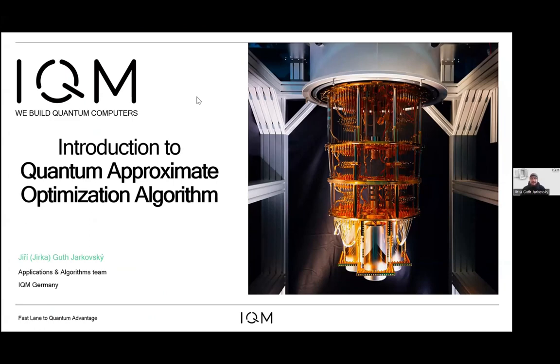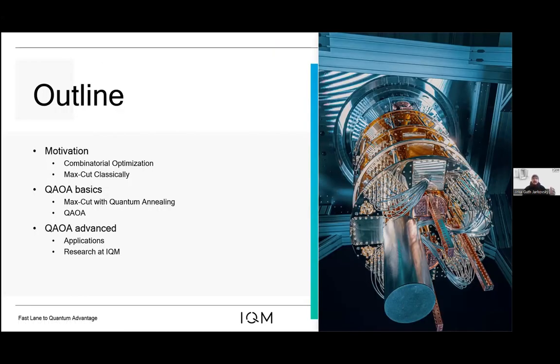Okay, so hello again, everyone. My name is Jirka Guth Jarkovský from IQM. I work at IQM in Germany, in Munich, in the Applications and Algorithms team. I will tell you something about a basic introduction into the quantum approximate optimization algorithm, also known as QAOA. Throughout the talk, I will build up the motivation towards QAOA, describe what kind of problems we are interested in solving, and then how to solve them, first with quantum annealing, and then how QAOA is developed from that.